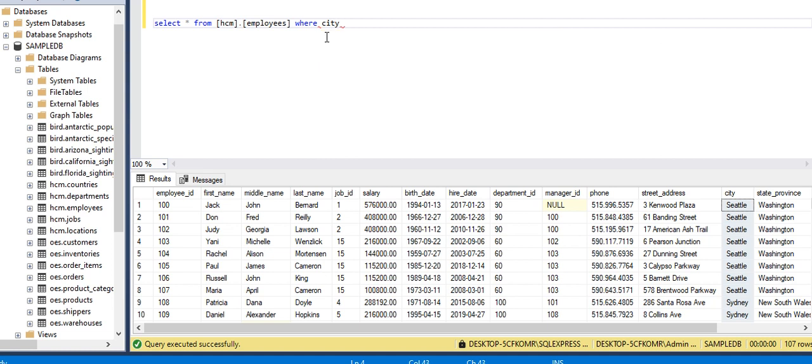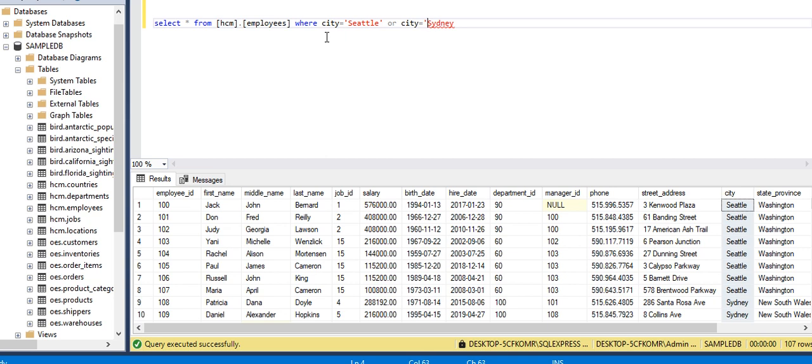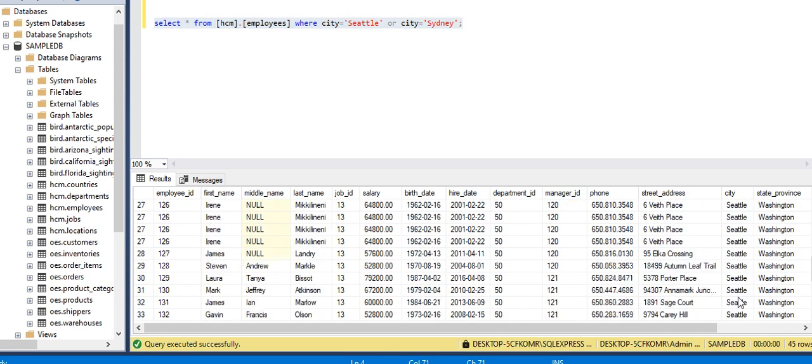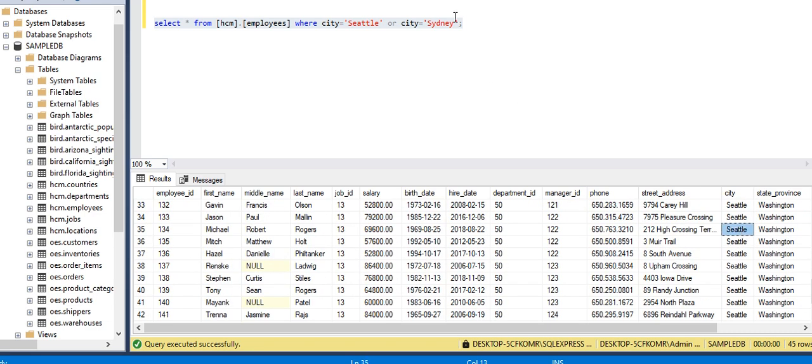where city is equal to Seattle. It should be in single quotations. Seattle should be in single quotations, and the letter case should be as it is, capital or small. And for the second city, again we have to take single quotations, right? Colon. Execute, F5. See, only Seattle and Sydney. We got the employees of Seattle and Sydney. This is the first challenge.